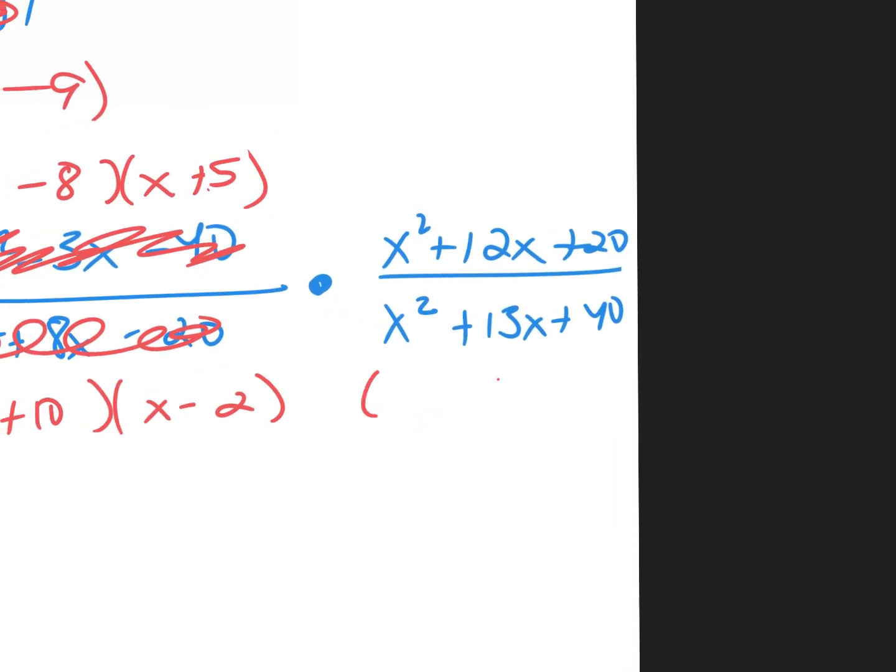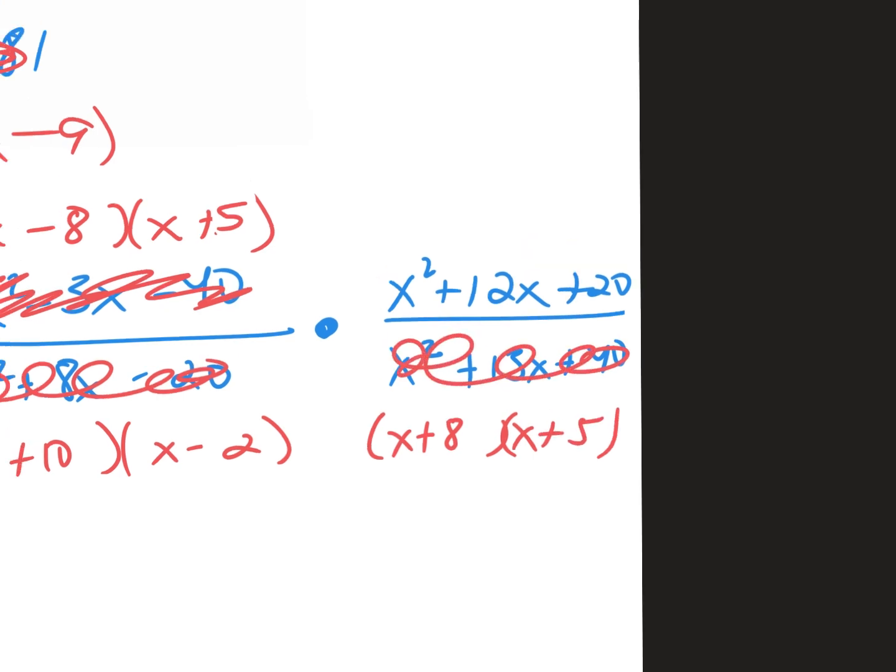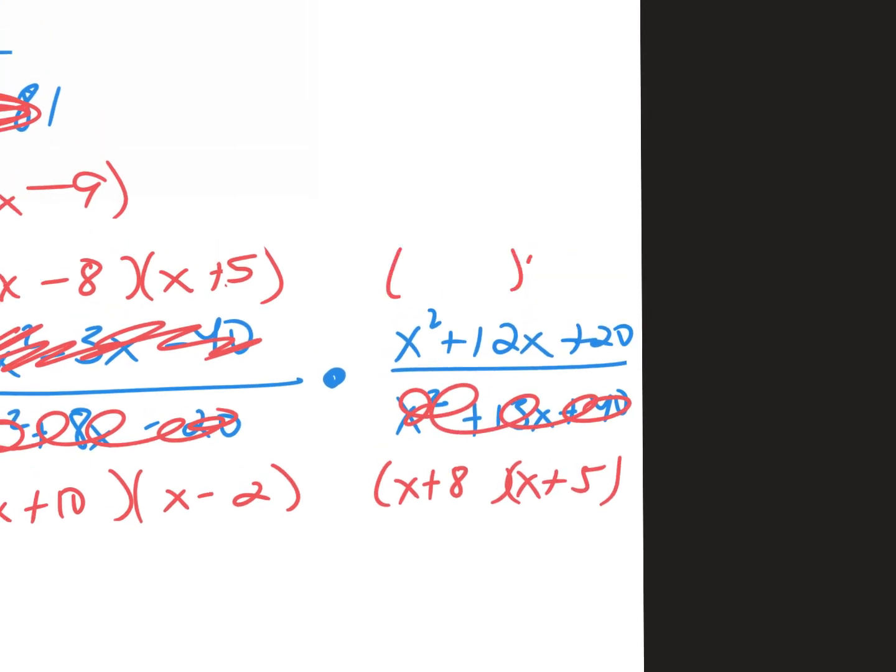All right, bottom right, we'll go over here. What's going to give me a positive 40 and a positive 13? I'm going to multiply to get 40, but add to get 13. X plus 8, x plus 5, good. And then what can I use to get a positive 20 when I multiply, but a positive 12 when I add? X plus 10 and x plus 2. You guys see the importance of signs.